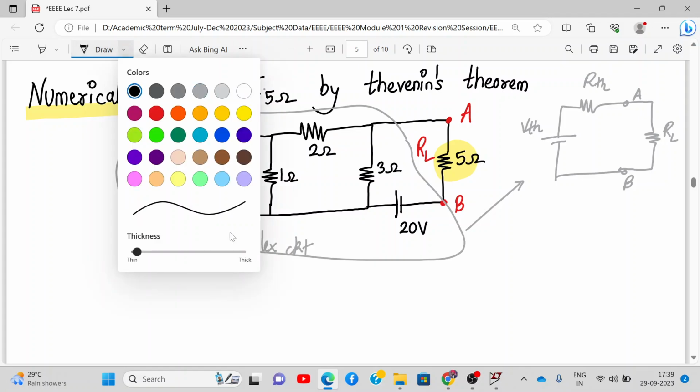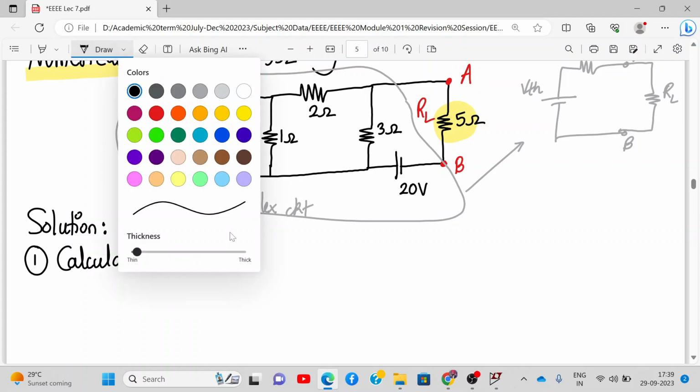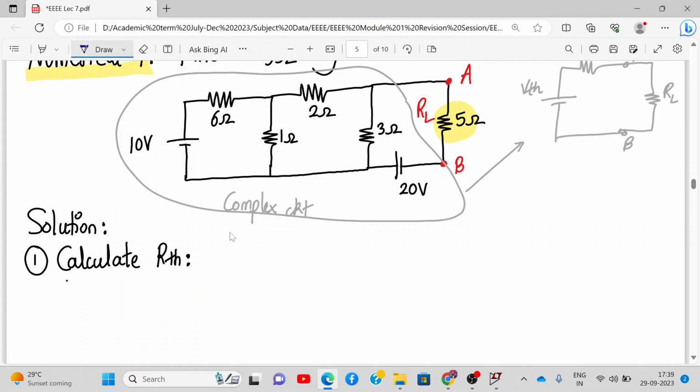Now let's start with the solution. There are two things we need to calculate. First is Vth, that is Thevenin's voltage, and then the Thevenin's resistance. First we'll calculate Rth because that is much simpler. To calculate Rth, what is the technique? The first step is to remove the load resistor RL.